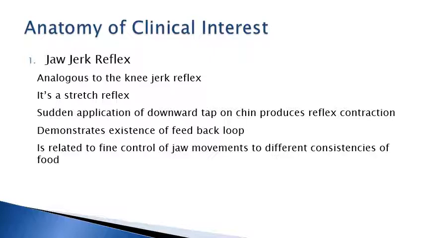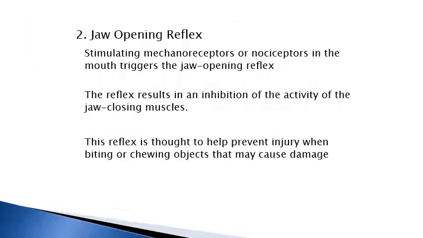Okay, so anatomy of clinical interest, I am going very fast. You need to know the jaw jerk reflex. Okay, something like your knee jerk reflex. There is a jaw jerk reflex, it is a stretch reflex. I can just give an example of jaw opening reflex. It's just a reflex which is present because of sensory neurons in your muscles of mastication. These are mechanoreceptors or nociceptors which are there.